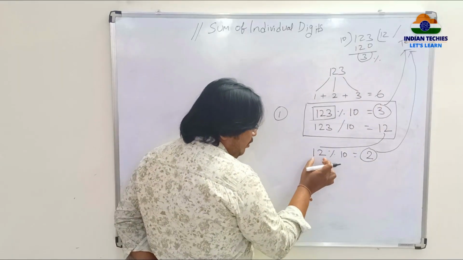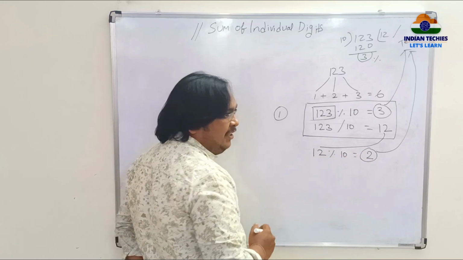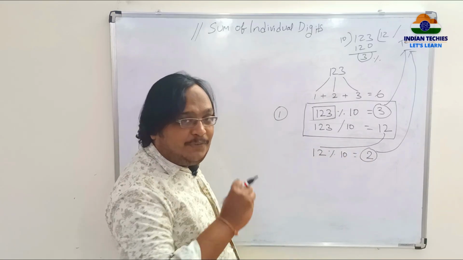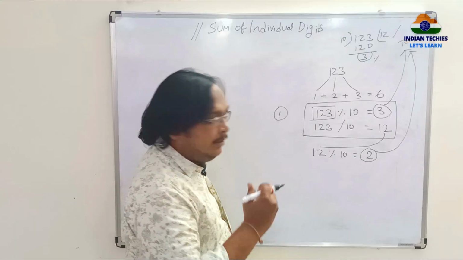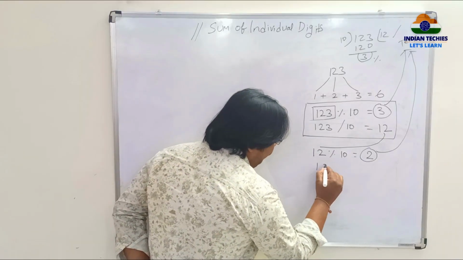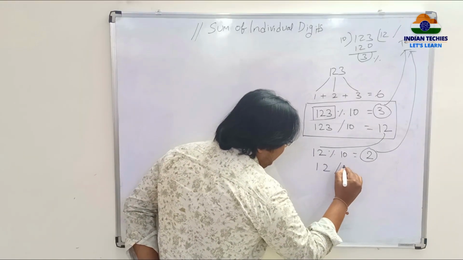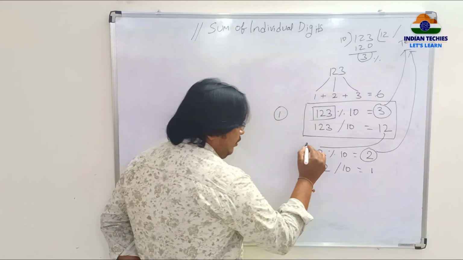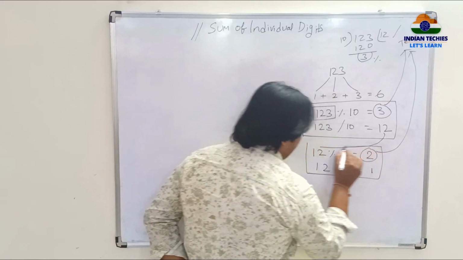Now from 12 you have taken 2. The next digit you have to take is 1. So you cannot take 1 directly. First make 12 as 1. That is the same step, 12 divided by 10. Then you will get 1. So this is step 2.